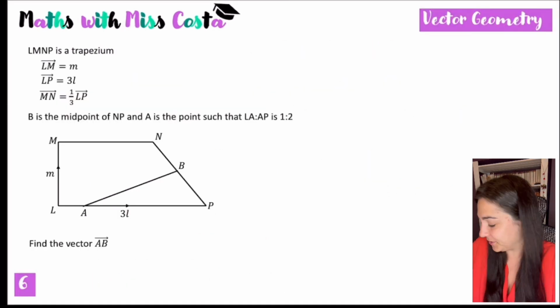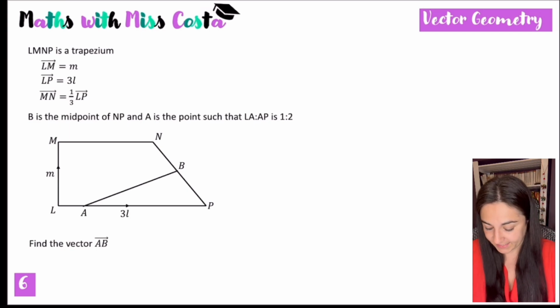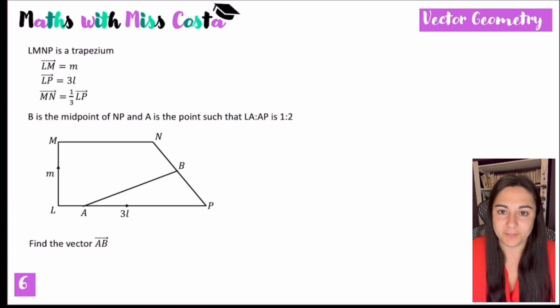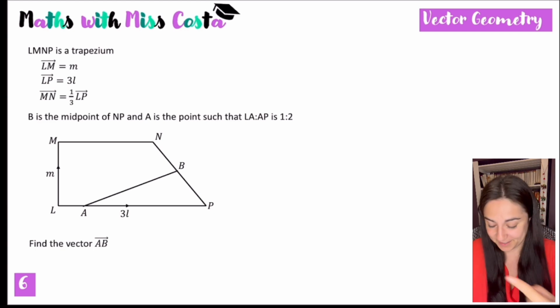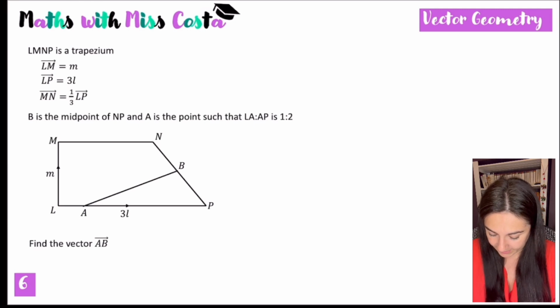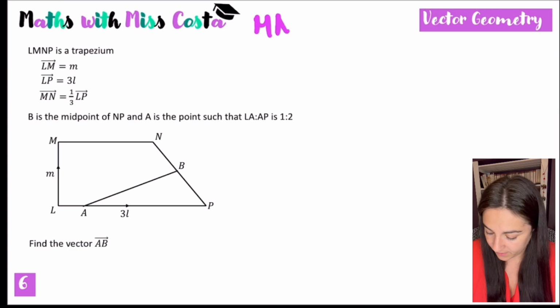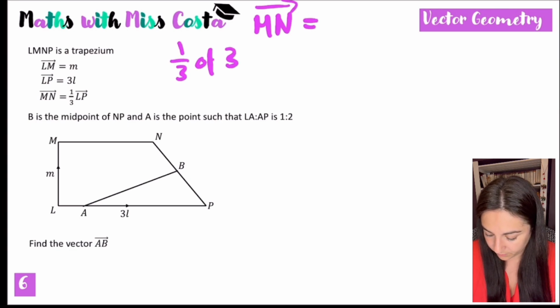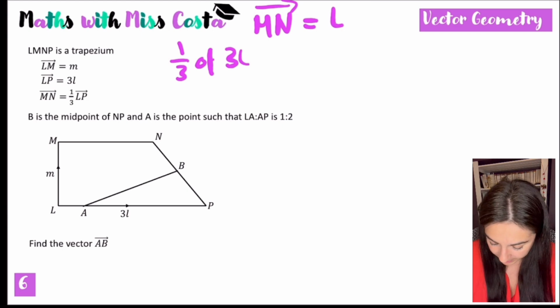Okay, so vector geometry. Now the key thing we need to remember about vectors is that we always have to follow the direction of the arrow. Well, we don't have to, but if we go in the opposite direction, then it's the negative vector. So LMNP is a trapezium. I know that line LM is M, LP is 3L, MN is a third of LP. Okay, so if I know that MN is a third of LP, then a third of 3L is just L. So I know that MN is just L.